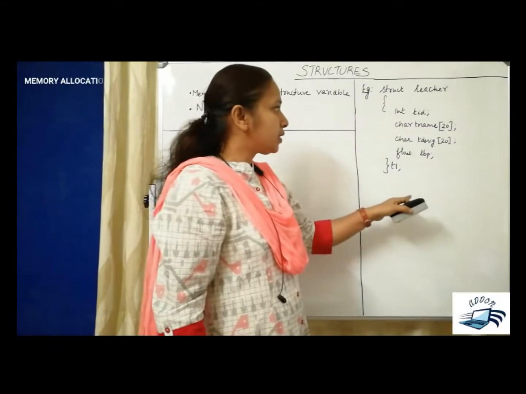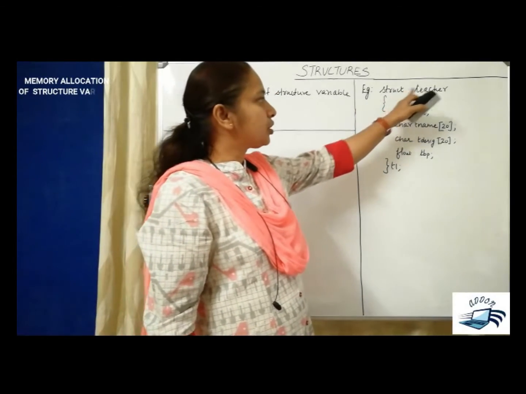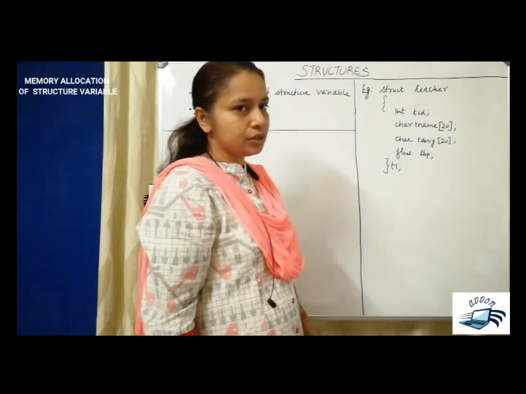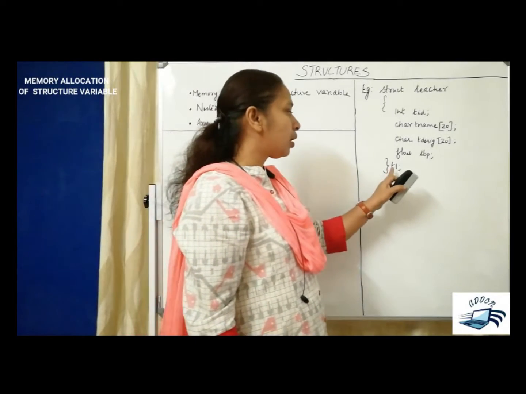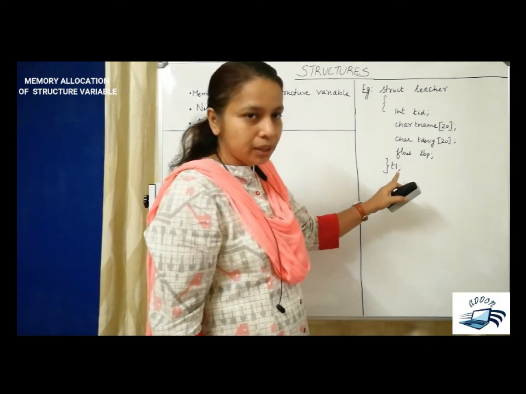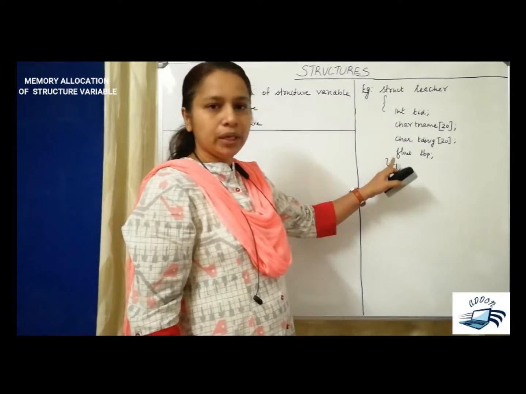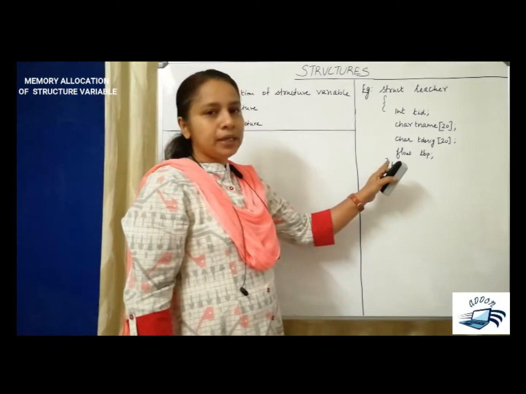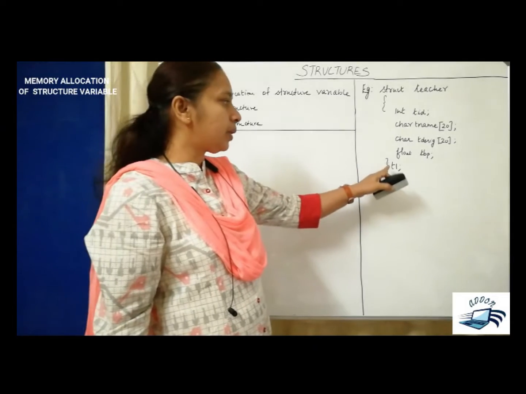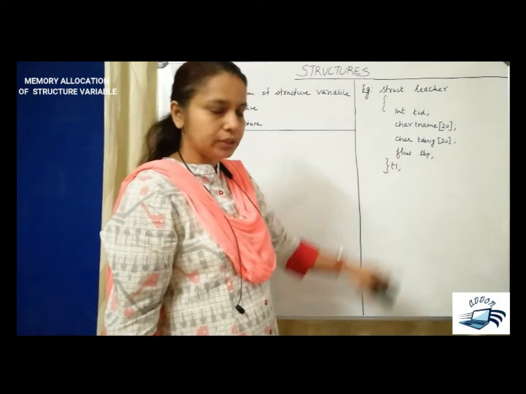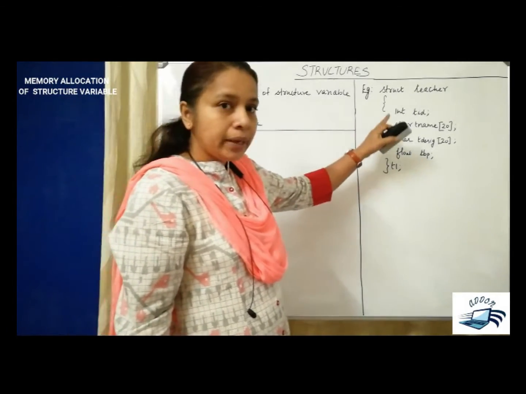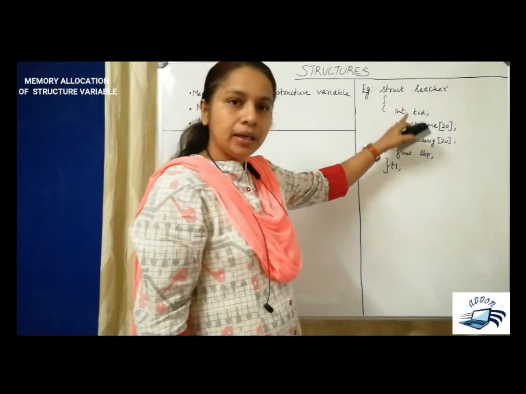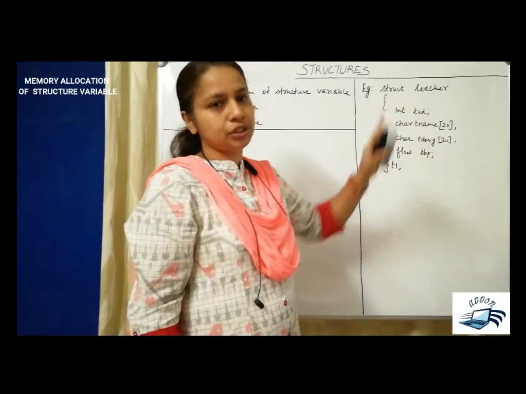Here I have written an example. I have created a structure named teacher and I have created a structure variable t1. So here we are going to look at how many bytes of memory will be taken by the structure variable t1. The formula is: the total memory taken by the structure variable is equal to the total memory occupied by each data element declared in the structure.